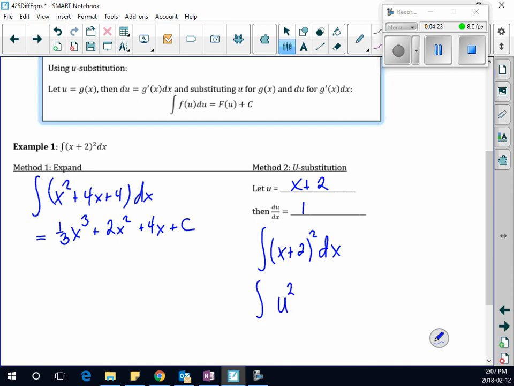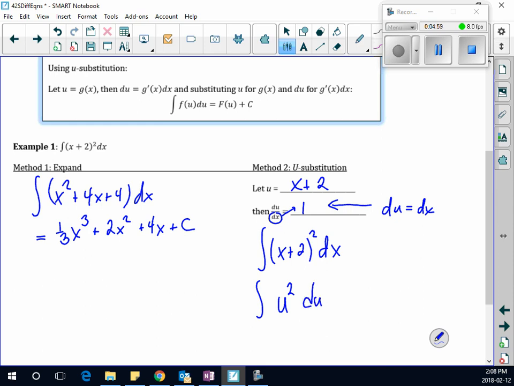Does everybody see that? The problem here is I have to replace the dx with something. So it comes from here. Do you see what it would be? If I cross multiply this over, I get that du equals dx. Yes? So that means I can replace dx with du. This only worked this time because they happen to be the same. In other questions, it won't work that way. So now, instead of the dx, I'm going to write du.